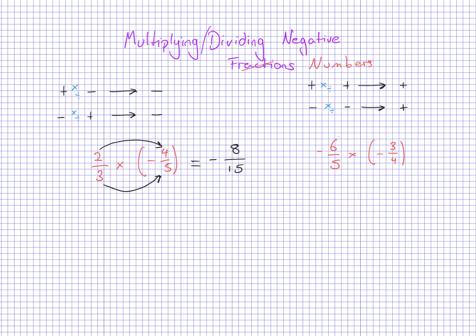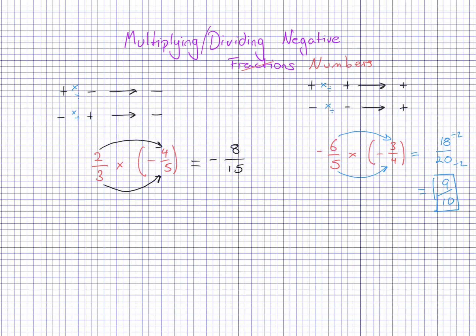So we follow the rules for fraction multiplication, numerator by numerator. 6 times 3 is 18. 5 times 4 is 20. And there is my answer. And we notice that 18 and 20 have common factors. Common factor is 2. So if I divide both by 2, I end up with 9/10. And that's my simplified answer.